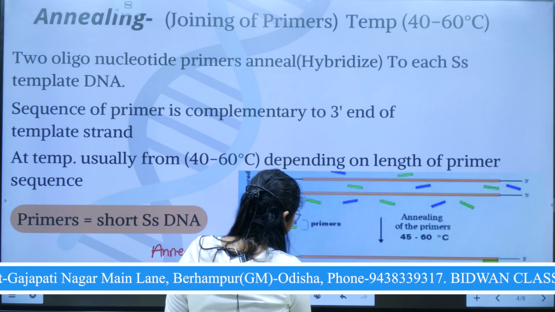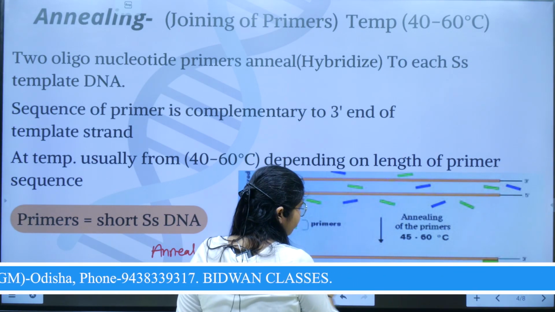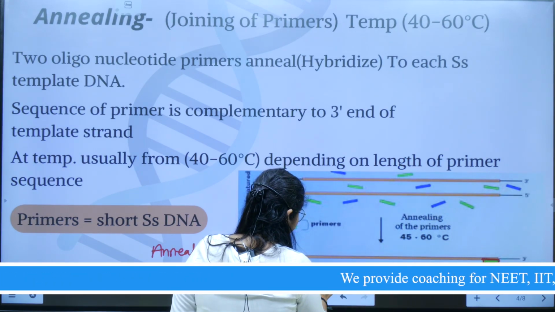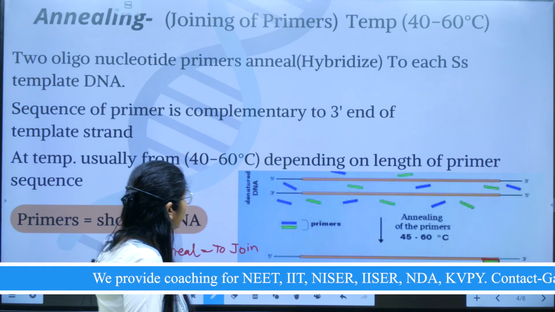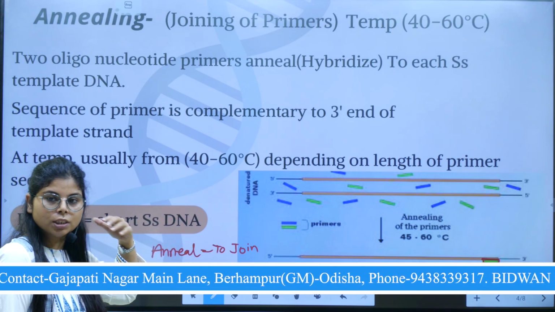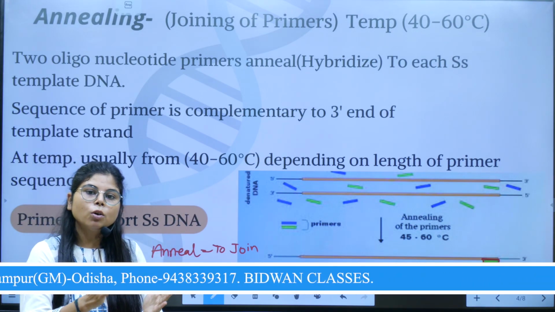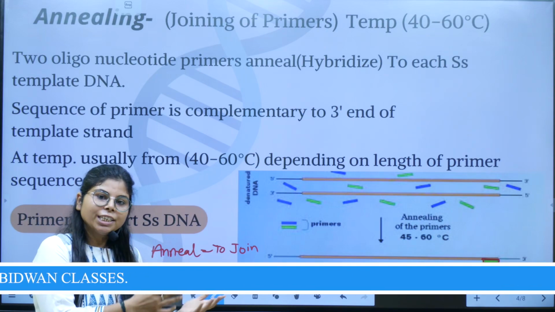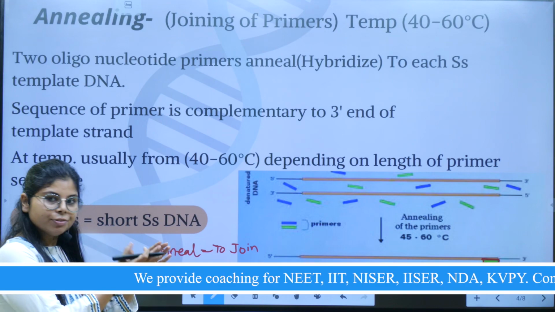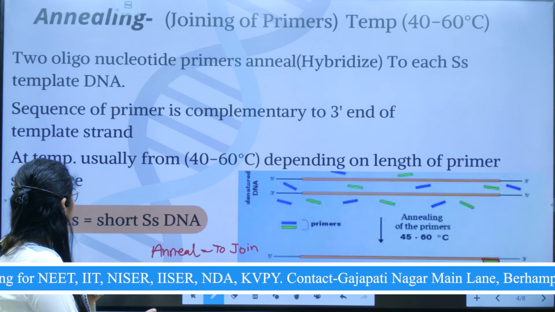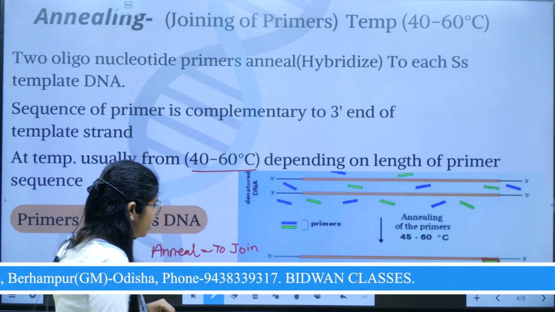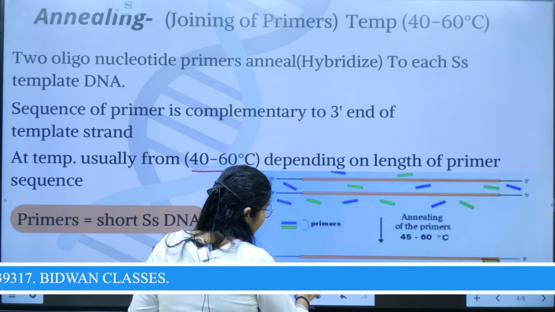Okay, so let's say this is the 3' to 5' strand, and this is the 5' to 3' strand. So at the 3' end, the primer gets attached. Now how do we join the primers to the single strand? We lower the temperature. In denaturation the temperature was high, so at high temperature they get separated. Now as we reduce the temperature, usually to 40 to 60 degrees Celsius, the primers get annealed to the single strand.